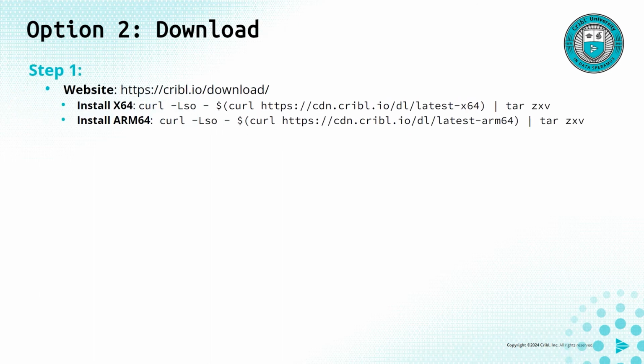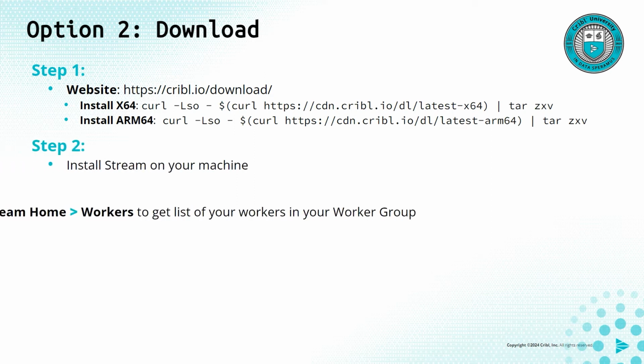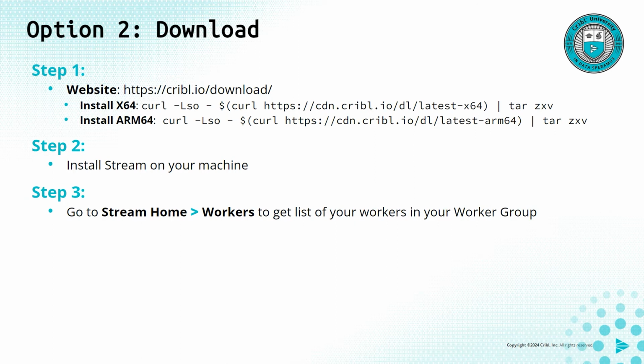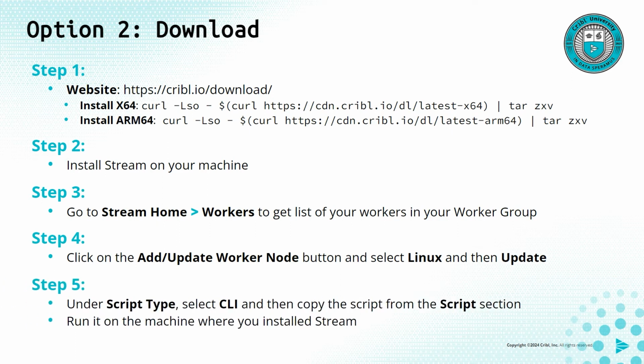Another way to attach workers to leaders is to download Stream by going to the website or downloading the software using curl. Once the software is downloaded and successfully installed, go to your Stream Leader UI. From Stream's navigation menu, select Workers to get a list of your workers in your worker group from the leader. However, this time, when you click the Add Update Worker button, instead of clicking on Linux, and then Add, you will select Update. Next, select CLI for the script type, and finally copy and run the script that tells Stream how to connect to your leader.